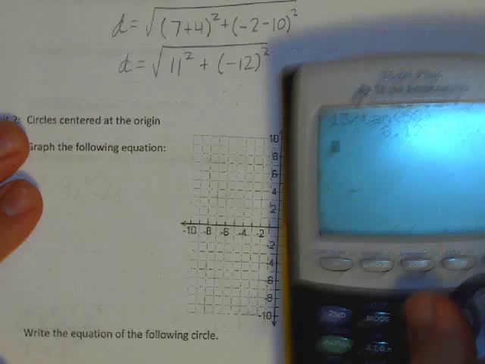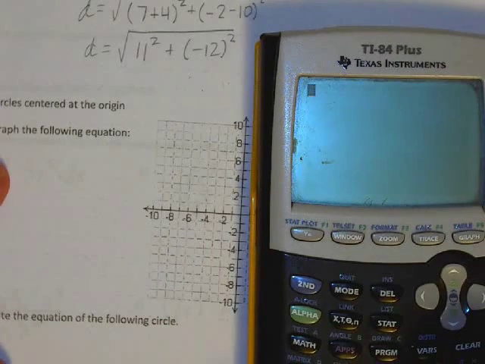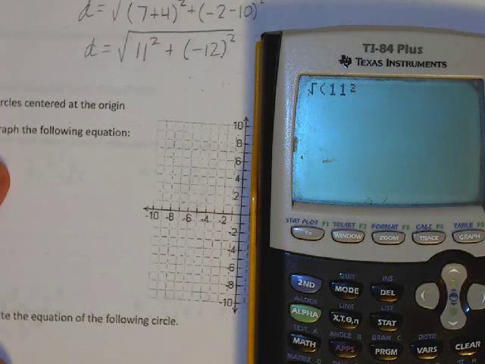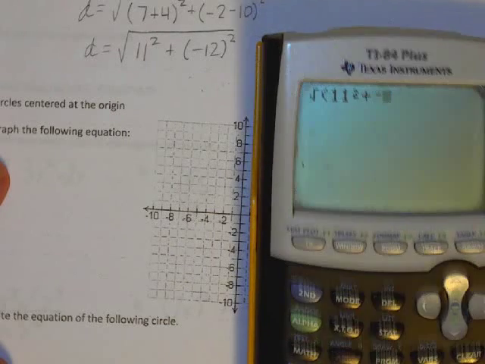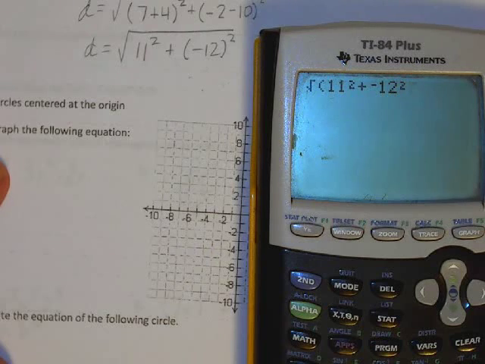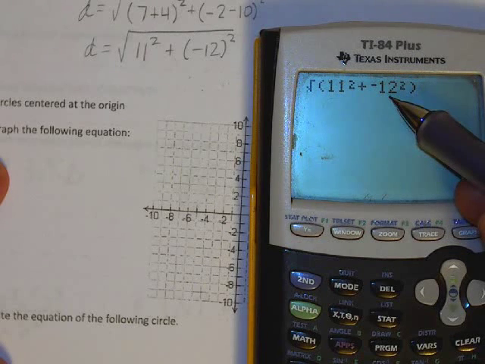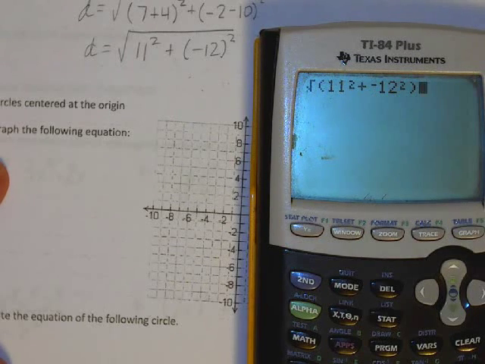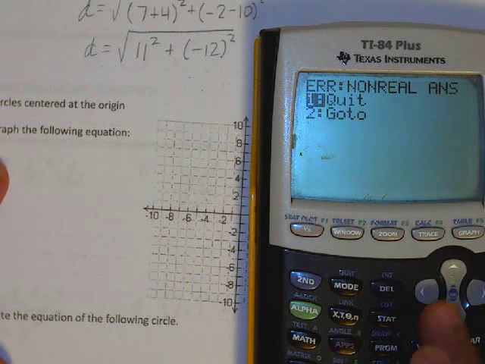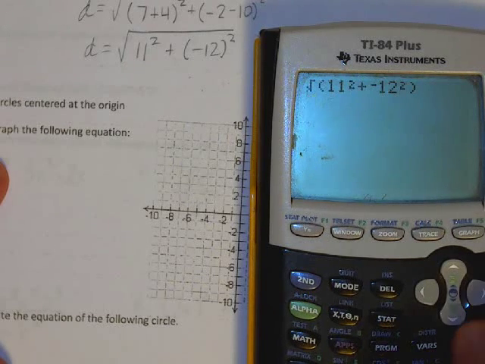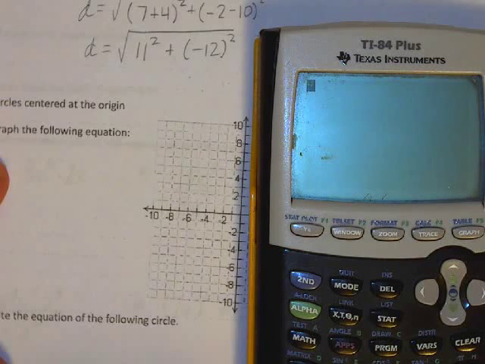Here's a place where you need to be careful. If you type in 11 squared plus negative 12 squared, this is going to give you not only the wrong answer, it's going to give you an error, because your calculator thinks you want the opposite of 12 squared. I push enter, and I get a non-real answer. So remember that you need to put the negative number in parentheses and the exponent outside of the parentheses.